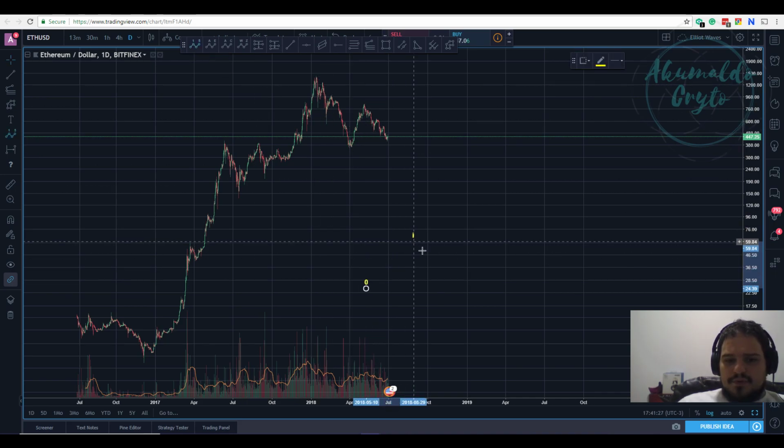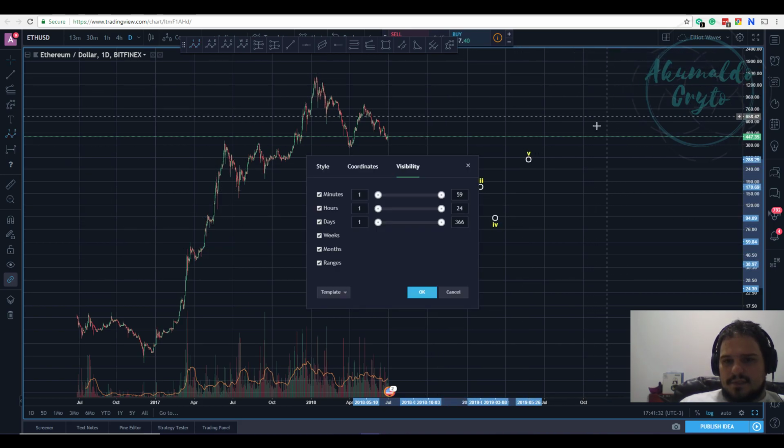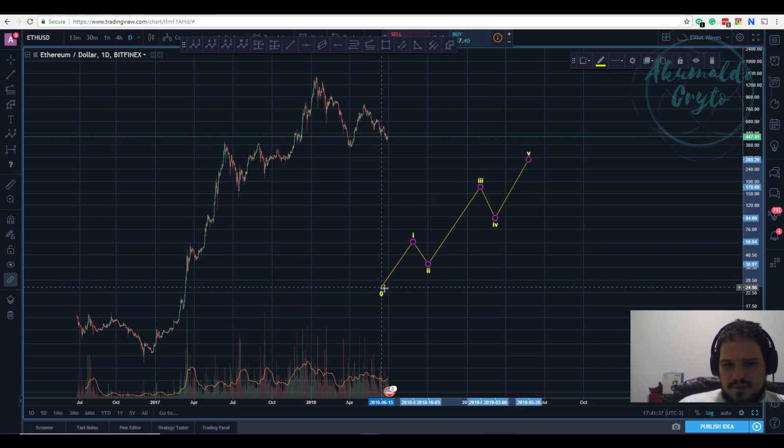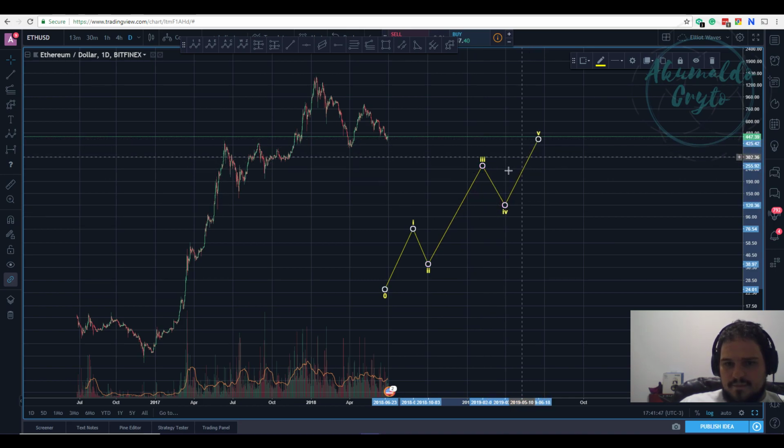An impulse wave is something like this. Show wave, of course, it's gonna be easier to see, right? 1, 2, 3, 4, and then 5. You always have an impulse wave, then you have a correction, and an impulse wave, and then a correction, and an impulse wave, and then a correction. This is the basic structure of Elliott waves.